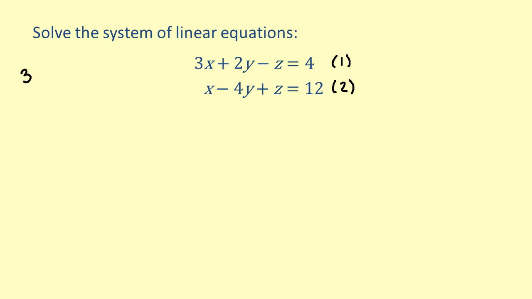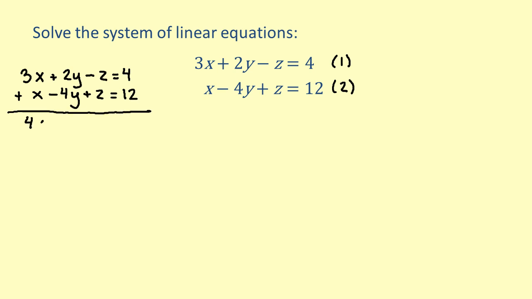This gives us 3x plus 2y minus z equals 4 plus x minus 4y plus z equals 12. The z terms cancel, giving us 4x minus 2y equals 16. Therefore, equation 1 and equation 2 are both true if 4x minus 2y equals 16. Since we know there is a solution, we know the solution has to be a line. From here, we can't solve for either variable numerically, so we'll use a parametric representation.